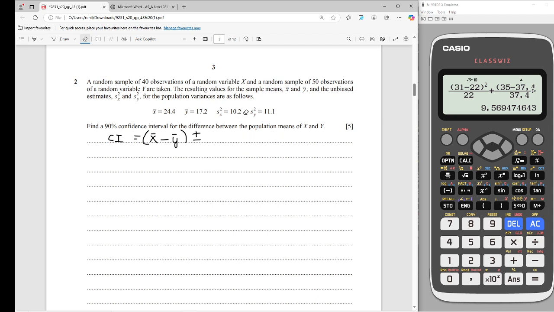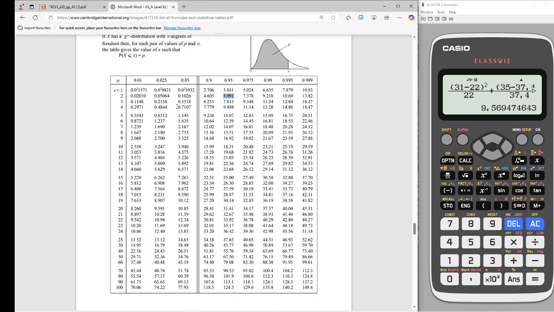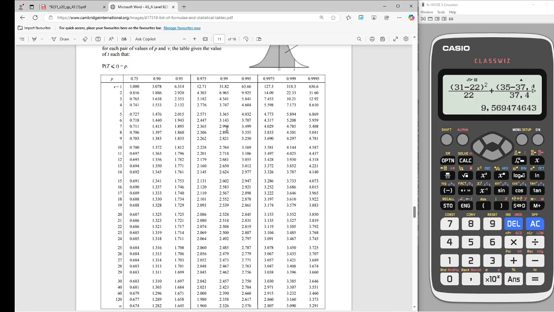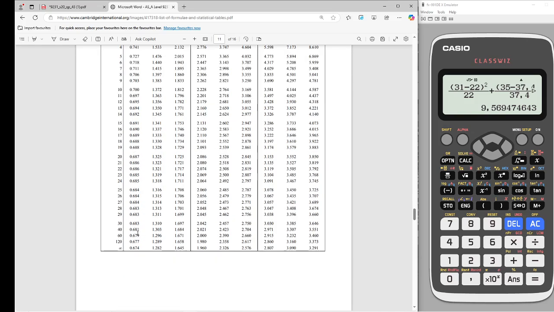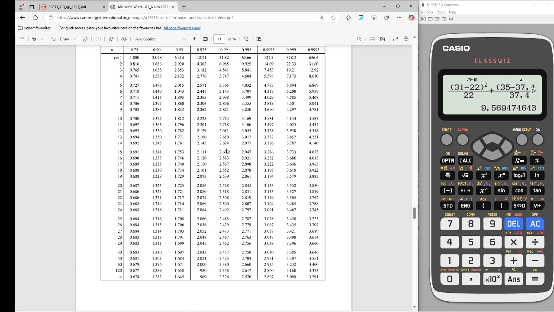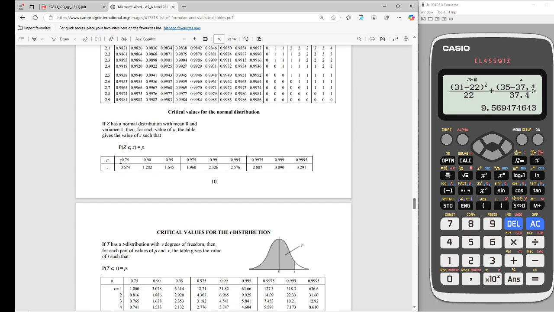It's very simple. We have a total of 40 observations from x and 50 from y. So when you combine the degrees of freedom, we get 40 plus 50 minus 2, which is 88. Now when we go to the t distribution, you can see that there is no degree of freedom for 88 that they're giving critical values. Hence, we have to refer to these values here.